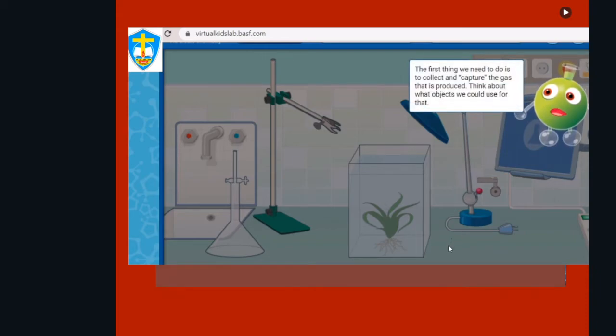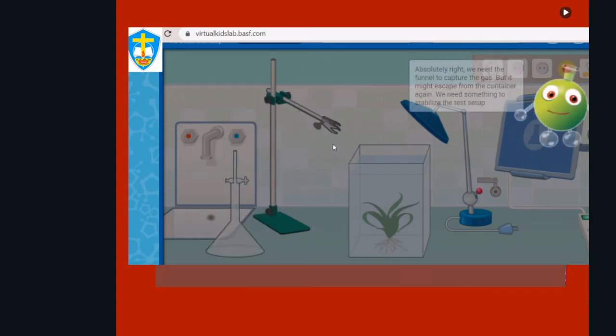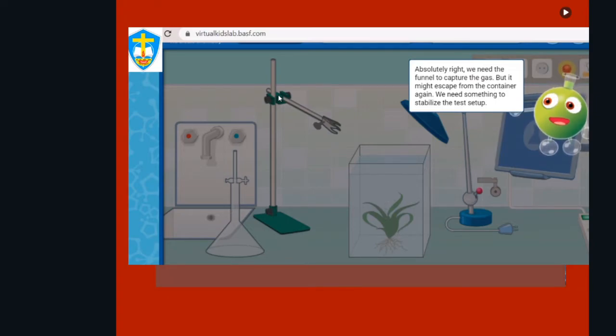The first thing we need to do is to collect and capture the gas that is produced. Think about what objects we could use for that. Absolutely right. We need the funnel to capture the gas. But it might escape from the container again. We need something to stabilize the test setup.